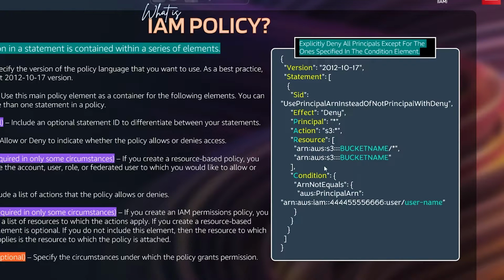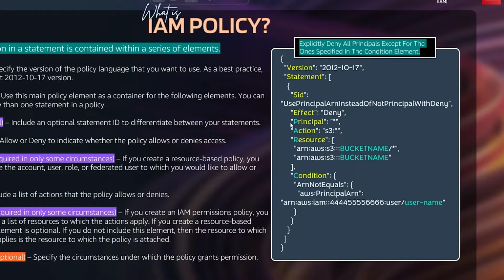And last but the most important part comes the condition block. Here you can see we have a condition block called ARN not equals, within which we have the key as AWS:principal ARN, and within that we have the ARN of that particular user or the particular principal, and ARN:AWS:IAM:the account ID:user/username. Let's suppose this is your username. If ARN not equals to this particular username, deny access.